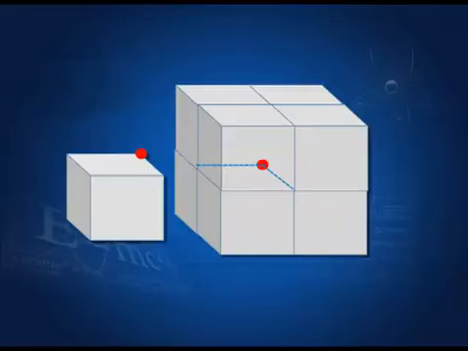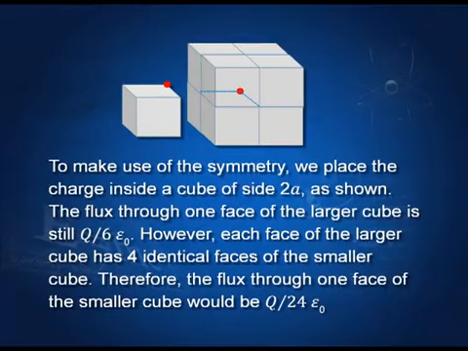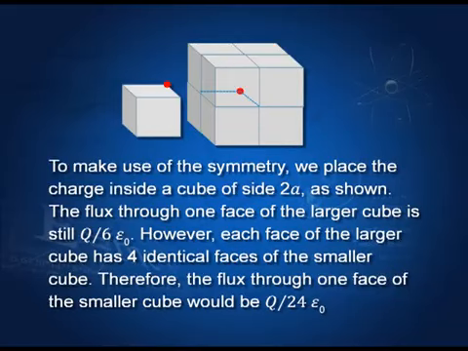Let me repeat this. The charge is here, it is not inside. Therefore, we made it inside by erecting this cube, whose side is twice the side of this cube, and now the charge is inside. The flux through any side is q by 6, and any side is 4 times the surface area of any side here, and therefore, 1/4 of q by 6, q by 24. So, q by 24 epsilon 0 is the flux through this side or any side.